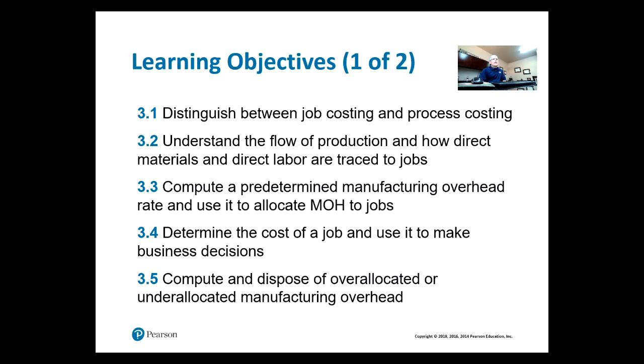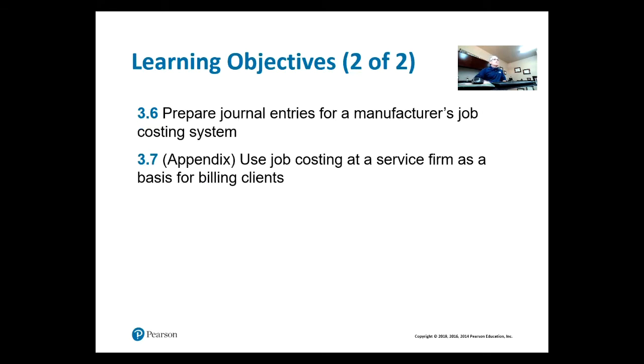Number 5, compute and dispose of over-allocated or under-allocated manufacturing overhead. Number 6, prepare journal entries for a manufacturer's job costing system. And number 7 is an appendix. Use job costing at a service firm as a basis for billing clients.